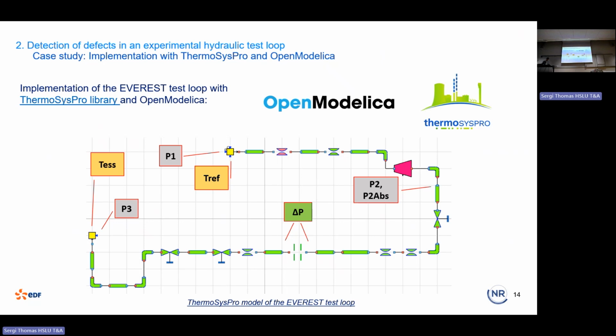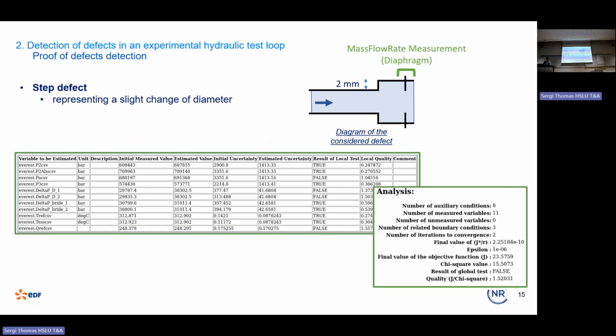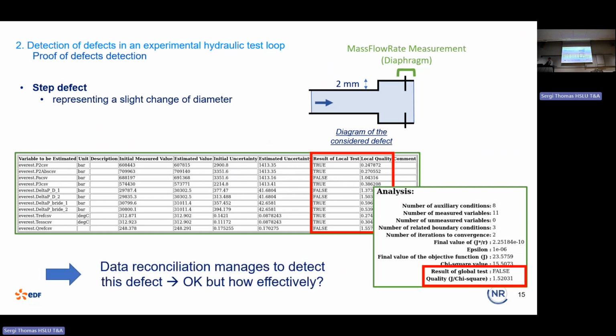So, to run data reconciliation, we need measurements. So we have the test loop, okay? And we also need a model. So a model of the test loop is implemented using the ThermoSysPro library. It's an open source thermohydraulic library developed at EDF. And then we run data reconciliation on a test campaign. If we run with the normal model and the measurements with the defects, we see that the local and global tests are false. It means something is off, so there is a defect and you should investigate the result.